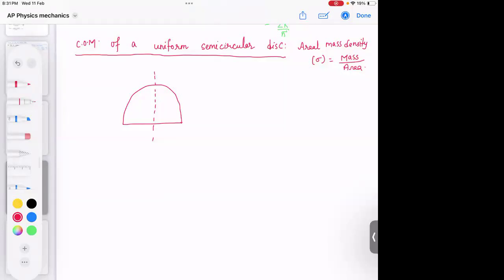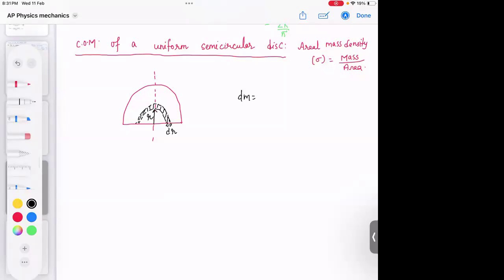What kind of element will you choose for the semicircular disk? A concentric semicircular ring, you will take it as your element. So your element should be like this. A ring element you will take. What is the radius of this ring element? r. What is the thickness of this ring element? dr.